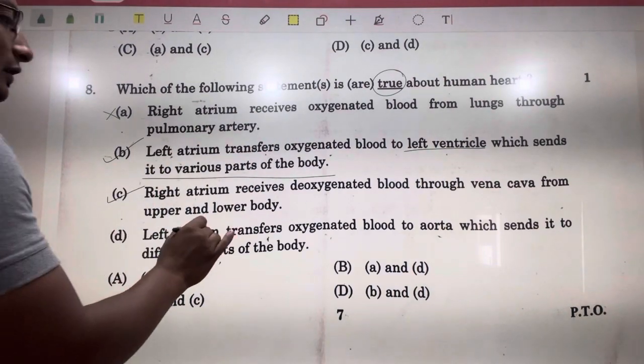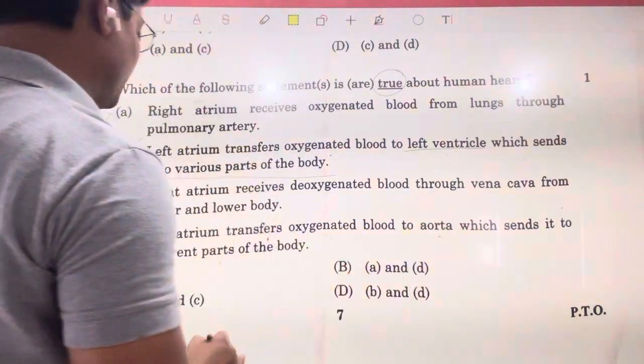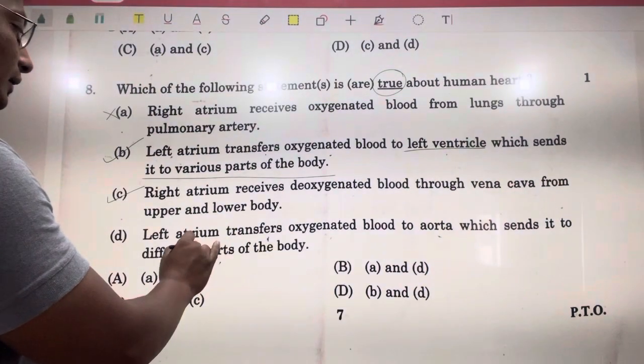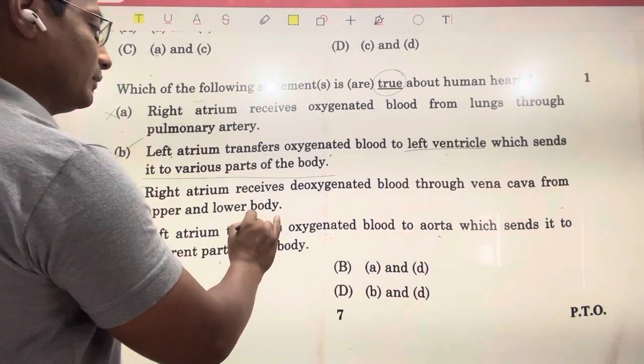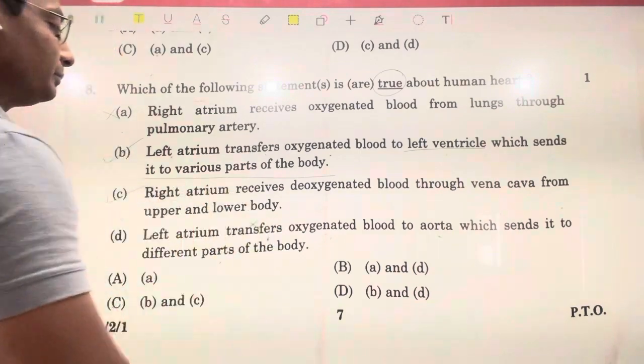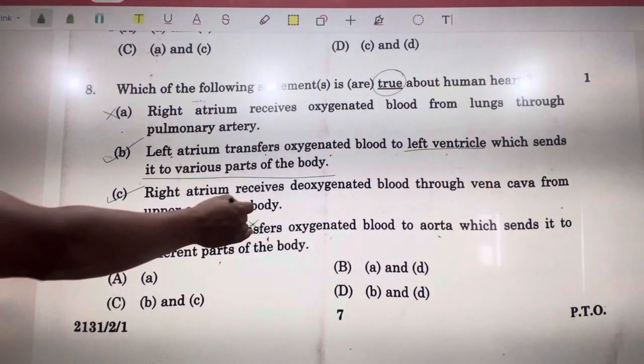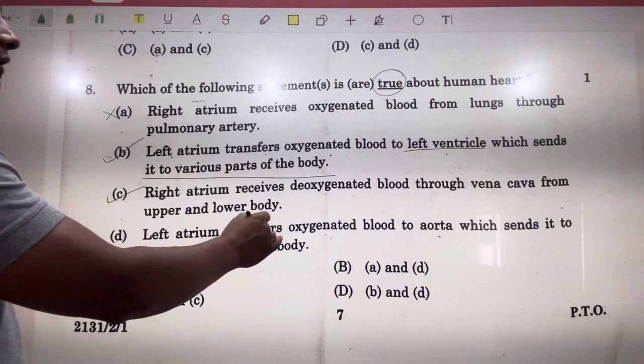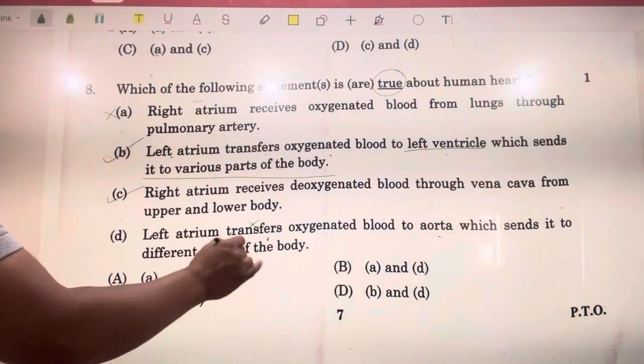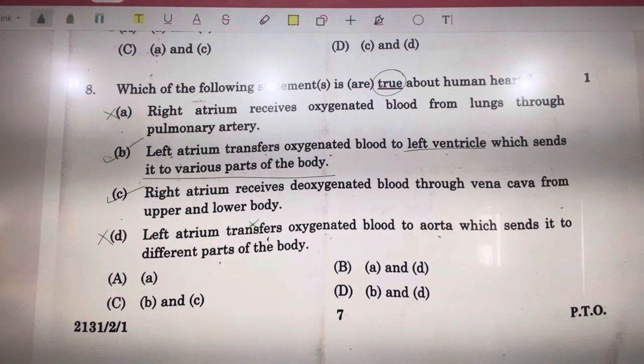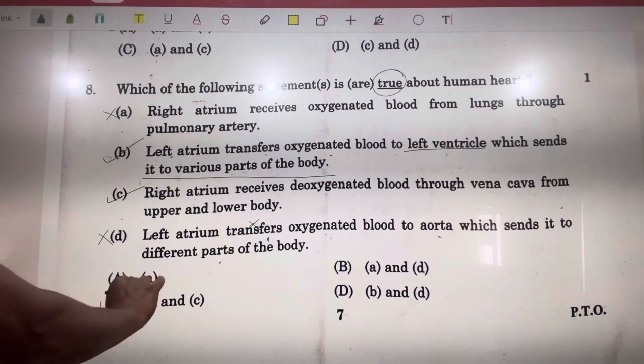Then left atrium transfers oxygenated blood to aorta. Here actually the atrium does not transfer, so this is not correct. It can only transfer to the ventricle, it cannot transfer into the aorta or any other artery. So therefore this is not correct. So B and C, option C is the correct option.